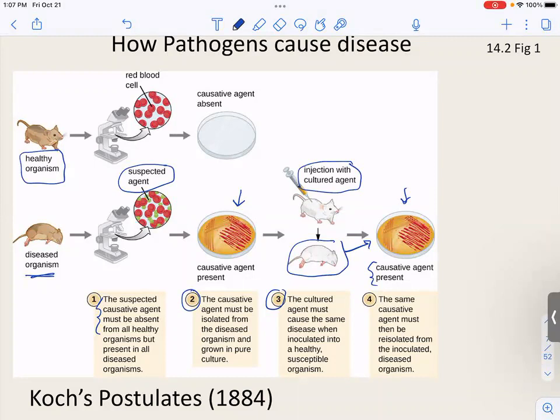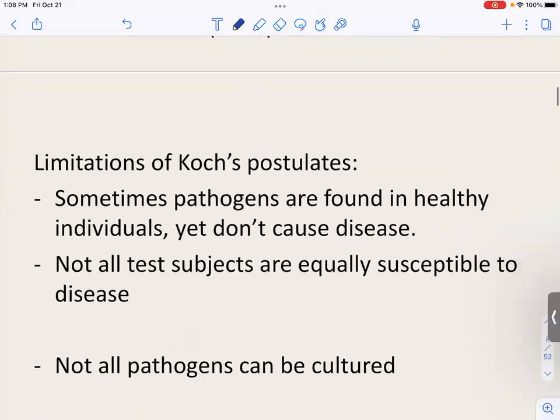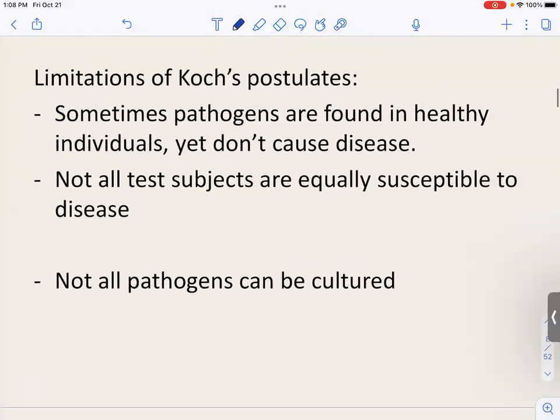Hopefully you can think of some ways that we wouldn't be able to prove certain diseases. Robert Koch was kind of lucky. One of the first agents he discovered was the causative agent of anthrax, Bacillus anthracis. That organism was able to be grown up and seen under the microscope. If he had picked some viral disease, he wouldn't have been able to culture it.